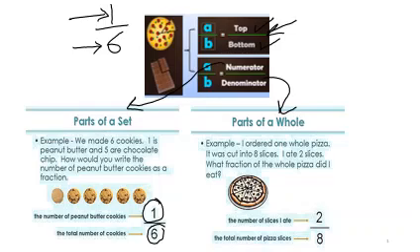Let us take another example. I ordered 1 whole pizza. It was cut into 8 slices. I ate 2 slices out of 8. So it represents 2 out of 8 slices. So 2 is the part of the pizza that I ate, and 8 is the whole number of slices. So 2 out of 8.